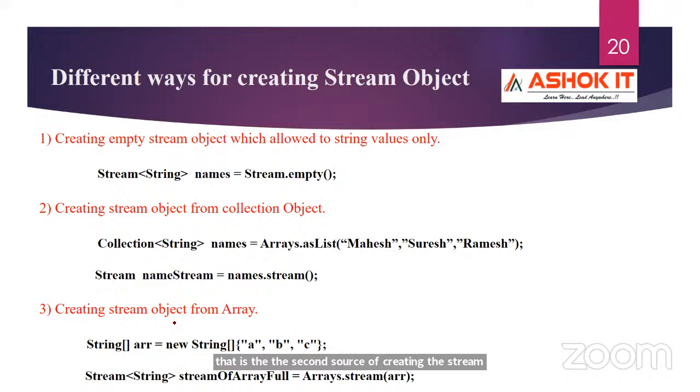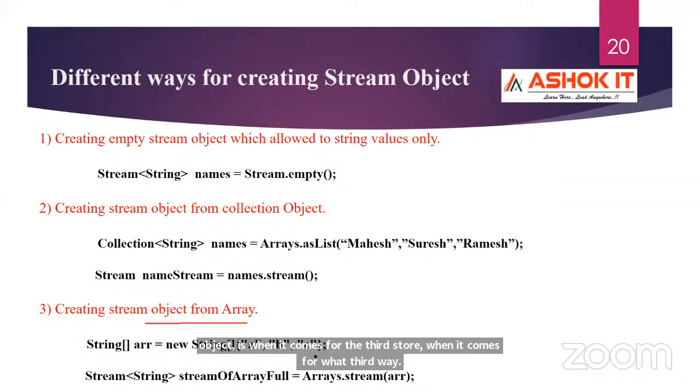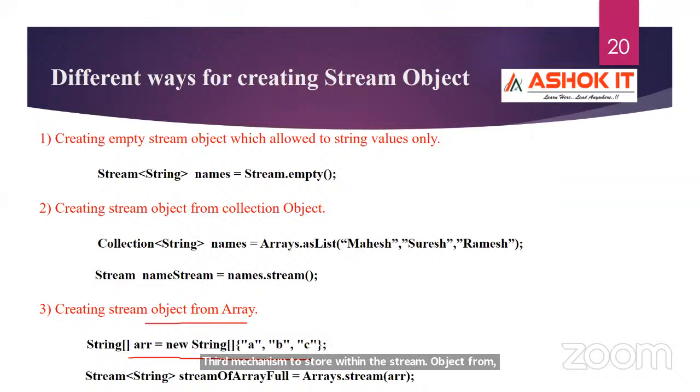The third mechanism is to store within the stream object from an array. When you have an array of values, you can convert this array into a stream as well. Arrays is one of the utility classes in the java.util package. There is a method called stream, where you pass the array name, and it will return a stream of strings. That's all. Nothing more than that. Hope you understood, everyone.